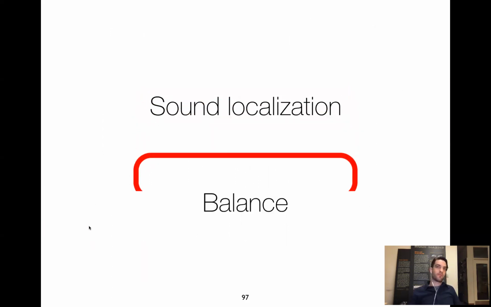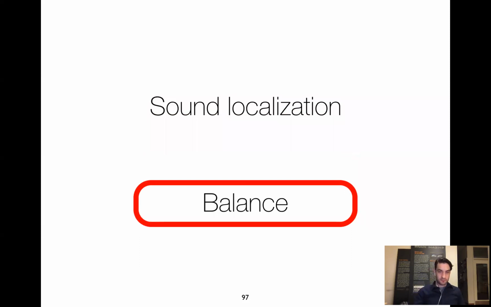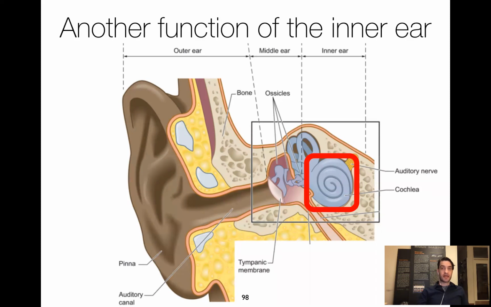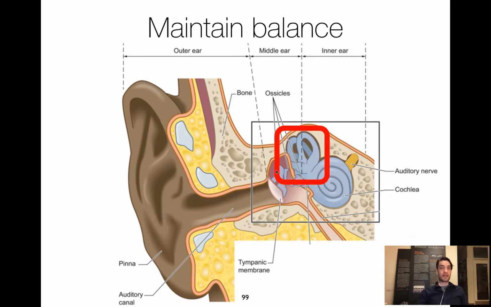Okay, so now let's wrap up by talking about balance, and specifically the role that the inner ear plays in maintaining your sense of balance. To understand how we maintain balance, we're going to go back into the inner ear, but talk about another function of the inner ear besides converting sound waves into neural impulses. The part we're focusing on is not the cochlea, but it is connected to the cochlea somewhat tangentially. It is these little semicircular canals that are very important for maintaining balance.